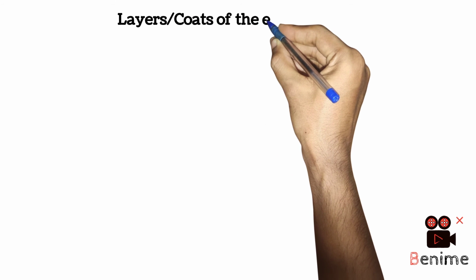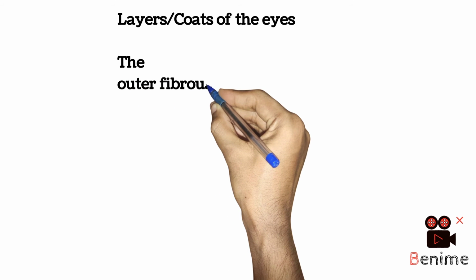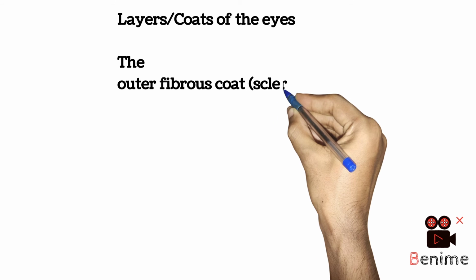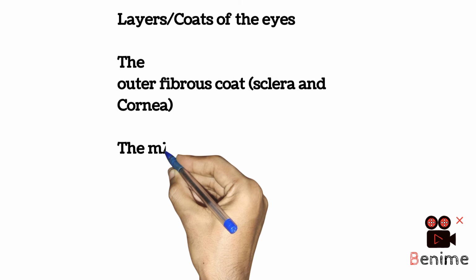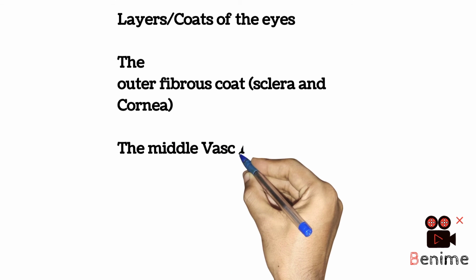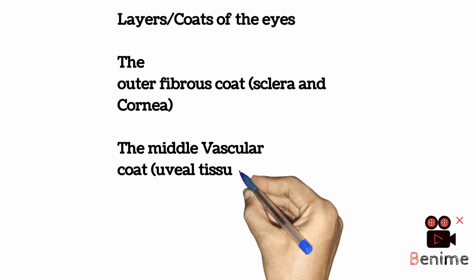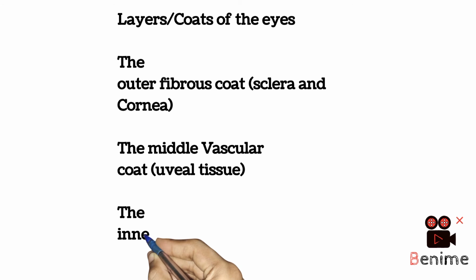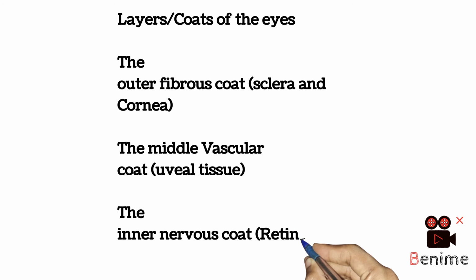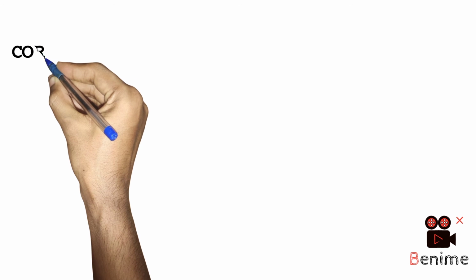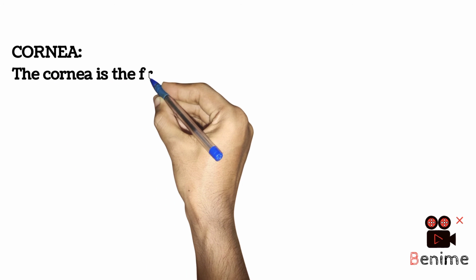Number 1 is the outer fibrous coat, which is made up of the sclera and the cornea. The next is the middle vascular coat, or the uveal tissue. It is made up of the iris, ciliary body, and choroid. Then finally, the inner nervous coat, or the retina, the light sensitive structure of the eye. Now let's talk more on the outer fibrous coat.